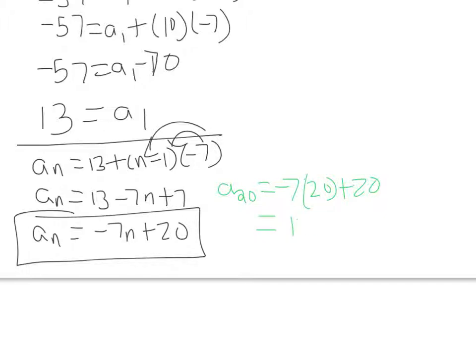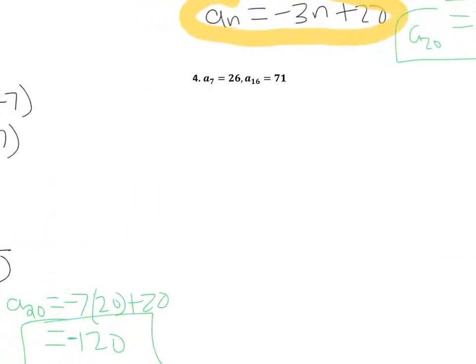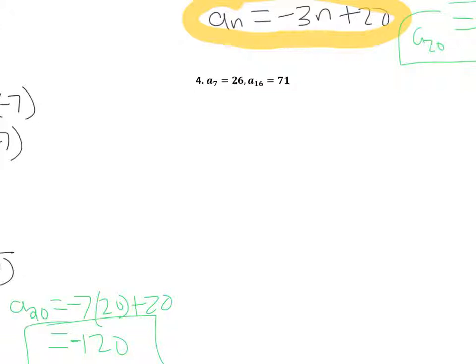So you get 120, negative 120. Okay? Now let's take a look at another one. All right, now here, these are the challenging ones. Okay, so let's try to focus here.